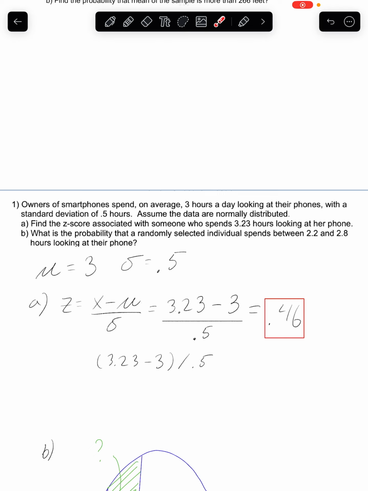When you're using your calculator for this calculation, make sure you put in parentheses around that 3.23 minus 3 part, the numerator. That way your calculator will calculate the order of operations correctly.